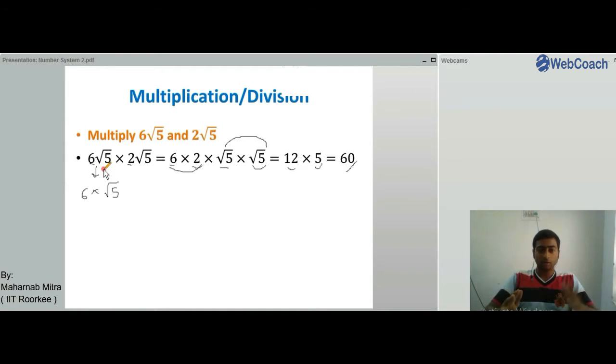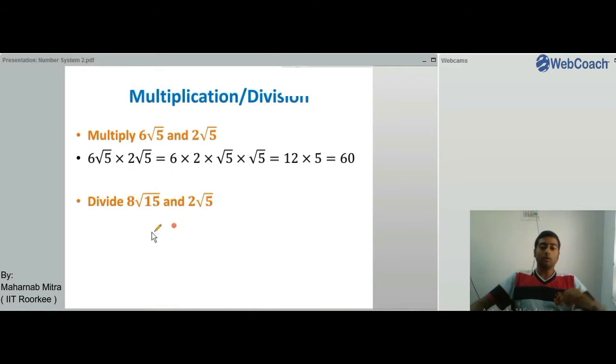First you have two irrational numbers, right? 6 root 5 and 2 root 5. So what you do, you take the rational parts together, multiply them separately, you take the irrational parts together, multiply them separately, and finally whatever result you get, you multiply them with each other to get the final result, right? In the same fashion we can do division.